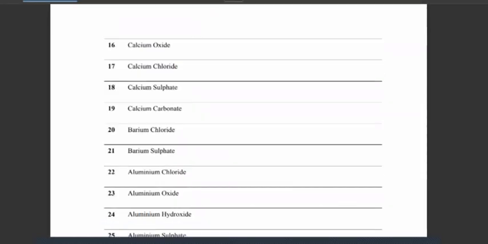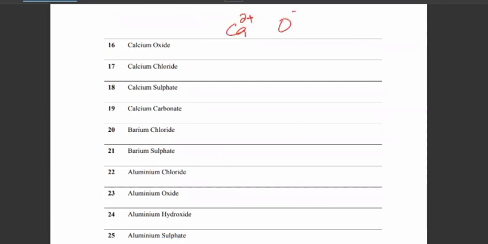Suppose we have calcium oxide. Calcium has a +2 charge. Oxygen has a -2 charge. So when we bring 2 and 2 here, they simplify each other, and it becomes CaO, calcium oxide, like this. Barium sulfate, aluminum chloride, we have studied. Aluminum oxide, we have done it.